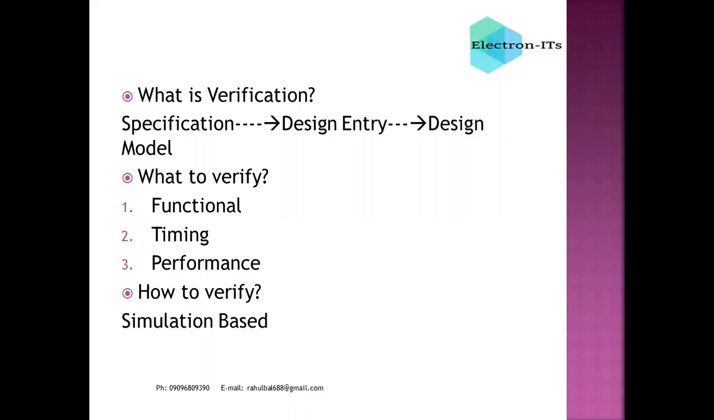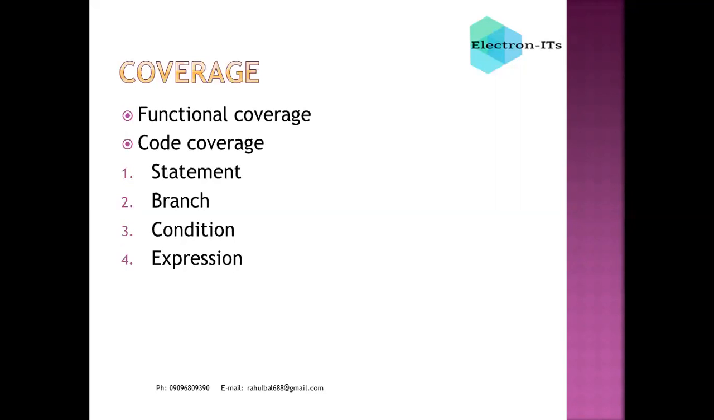Now what to verify? There are multiple verification ways. First is functional verification, then timing verification, and performance verification. For example, microprocessor has to execute n instructions per clock cycle. Then we'll verify how many instructions are executed per clock cycle. This is called as performance verification. Then we use simulation based approach for the verification.